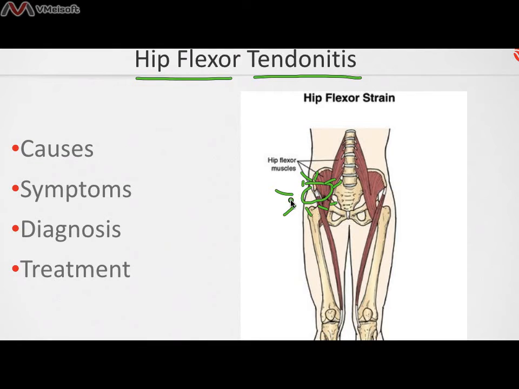that we'll talk about. And because they have less blood flow to the area, they actually take a little bit of time to heal. So the way this lecture is structured, we'll talk about the different causes of hip flexor tendonitis. We'll talk about the symptoms that patients often present with, how we would diagnose it, and the treatment options that we would go through. So let's go ahead and get started.